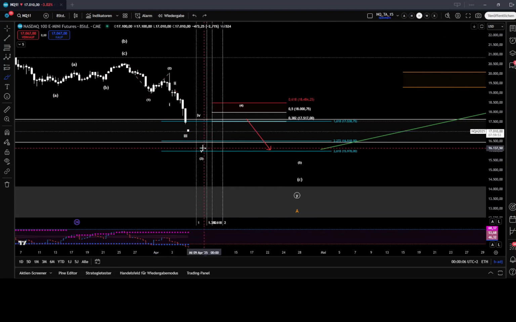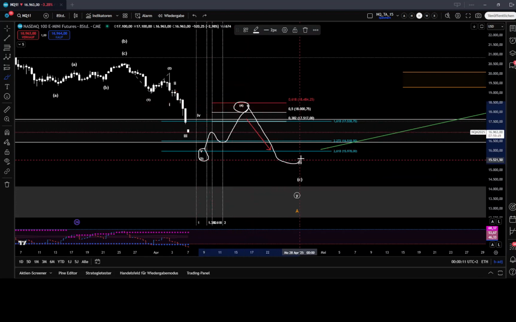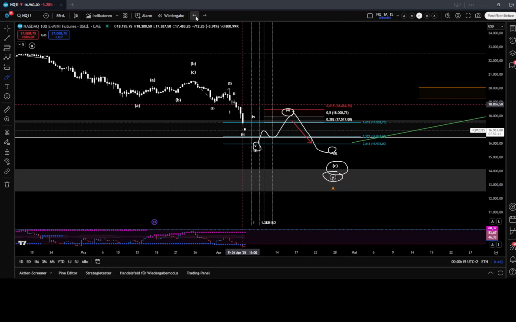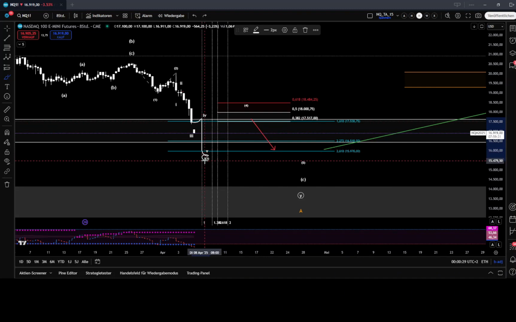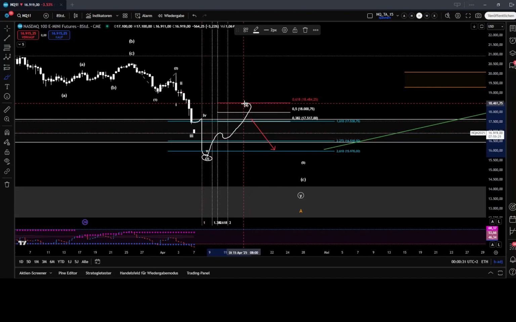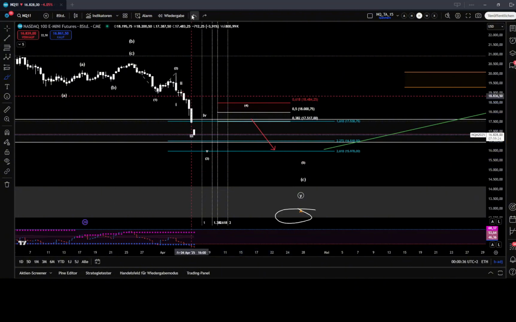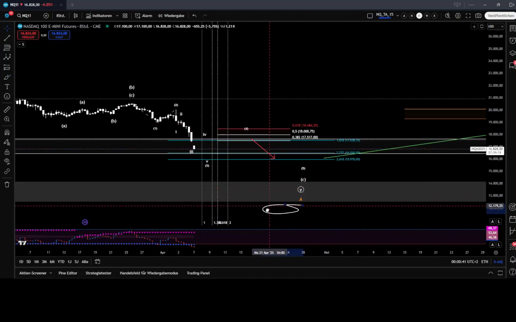And from here, we should get an ABC correction to the upside in wave 4, and then another set-off to the downside in wave 5. And that, ladies and gentlemen, should finish our C wave, the Y wave, and our minor wave A. So we should see a little bounce inside the internal third wave, then get another fifth wave to finish the wave 3 in brackets, then another ABC in wave 4, and then another set-off to the downside. And that should finish our minor wave A in orange.